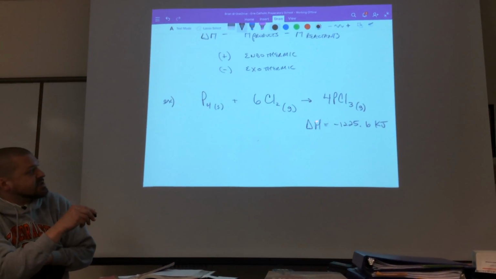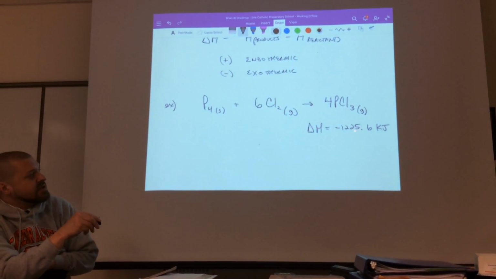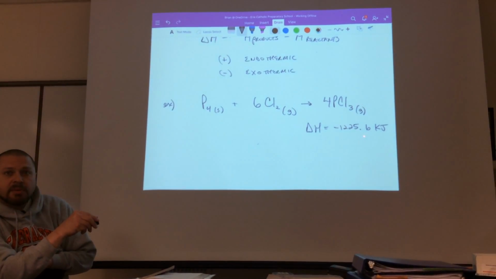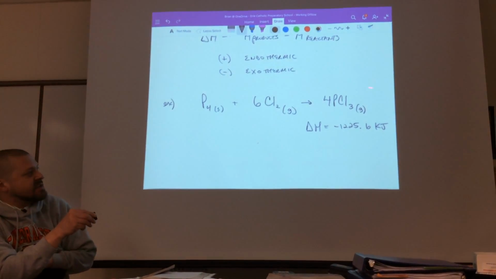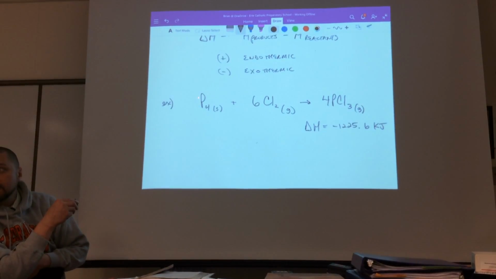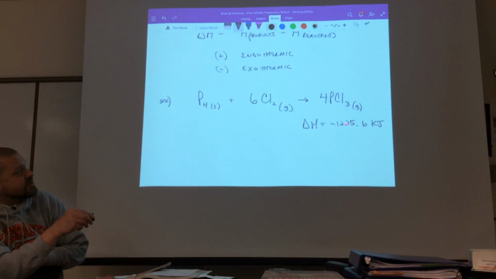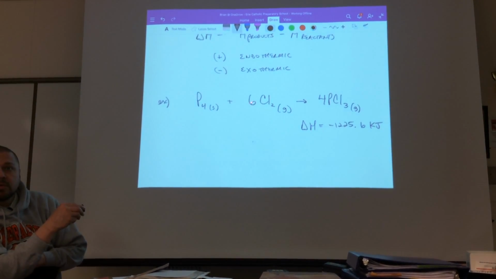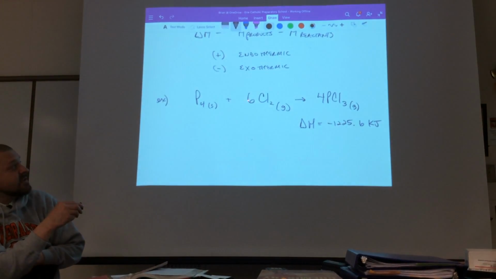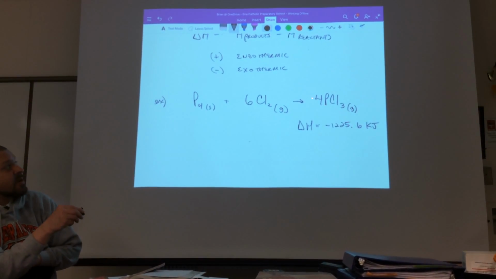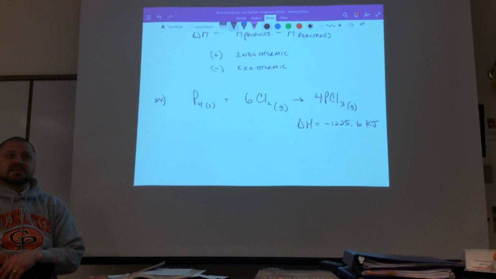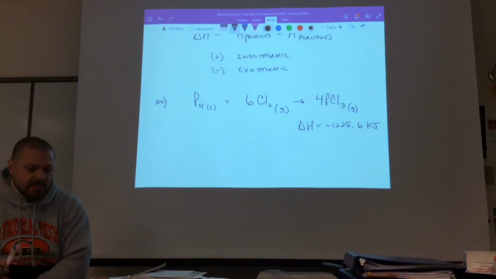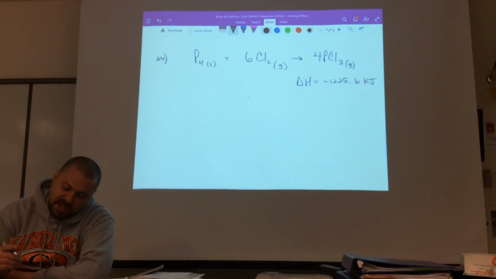So the way that these things are written, these delta H's, these are actually kilojoules per mole, but we can't say that. And the reason we can't say that is because this is kilojoules per 1 mole of this. This is that many kilojoules per 6 moles of this, and it's that many kilojoules per 4 moles of this. So it depends on what you're talking about.